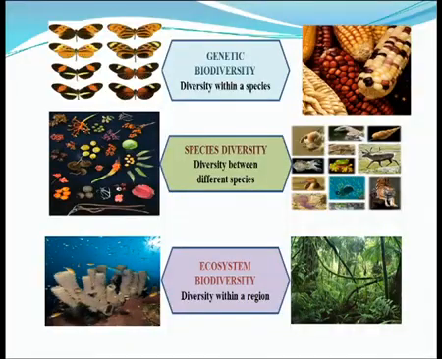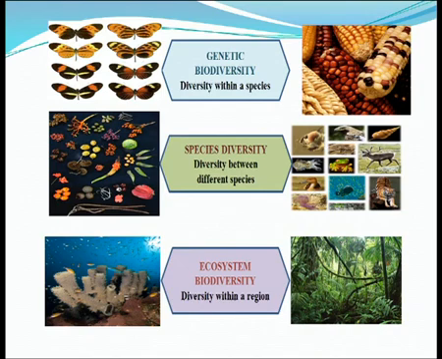This is the pictorial depiction and comparison between the three different levels of biological variation. First one is the genetic diversity. On the left are the different varieties of butterflies within a species, and the right shows the maize cobs, the bhutta, the various forms of bhutta cobs that are available, their genetic diversities.